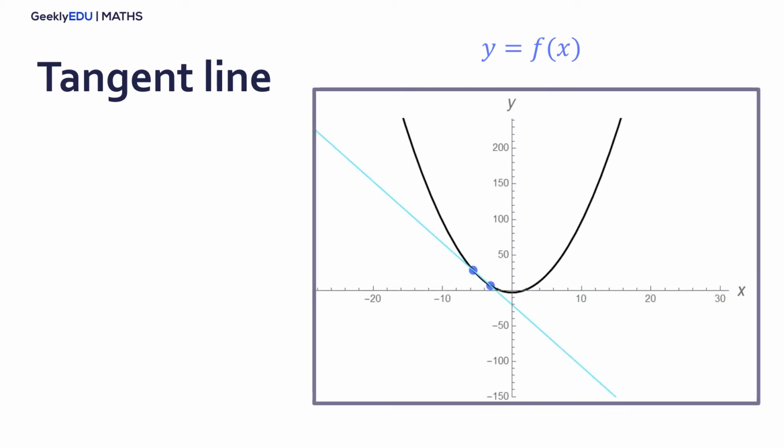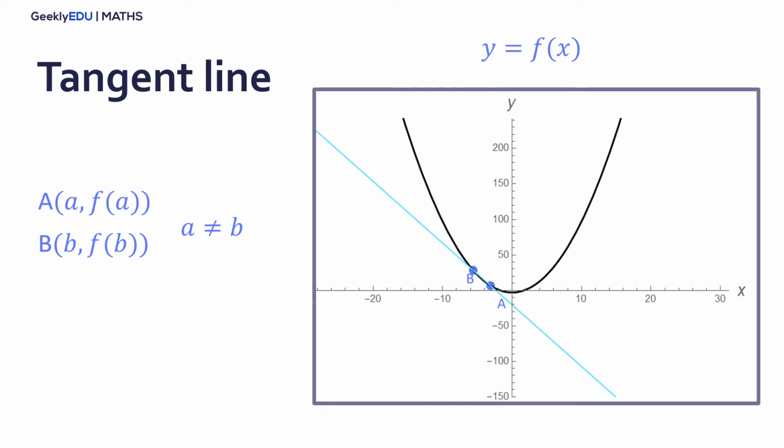We are going to start by defining a function y equal to f of x. That can be any type of function. To find the tangent line to this curve at a point A, it will be necessary to define a nearby point B, the x coordinates of A and B being different.